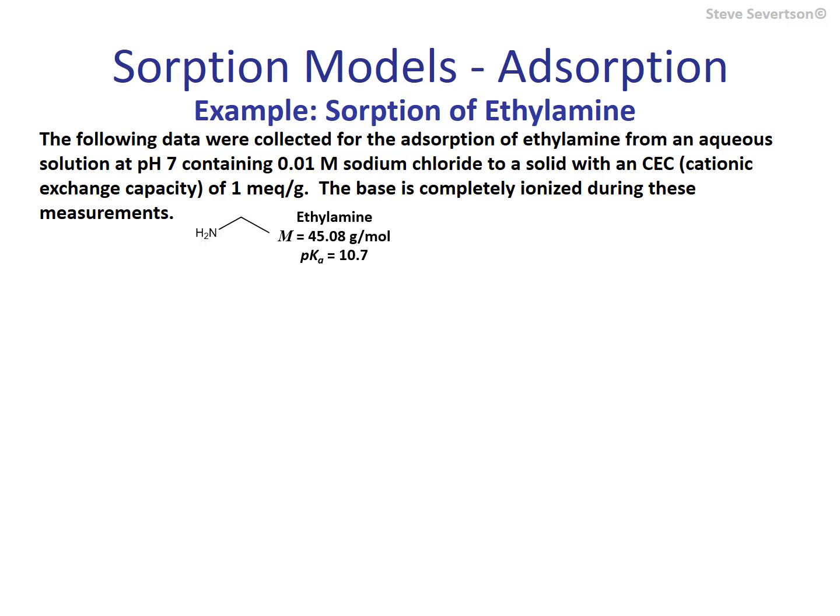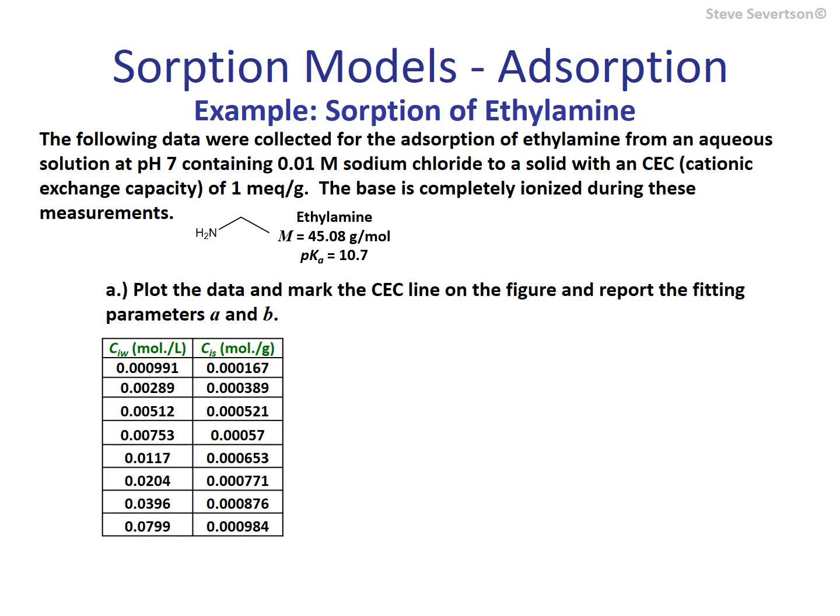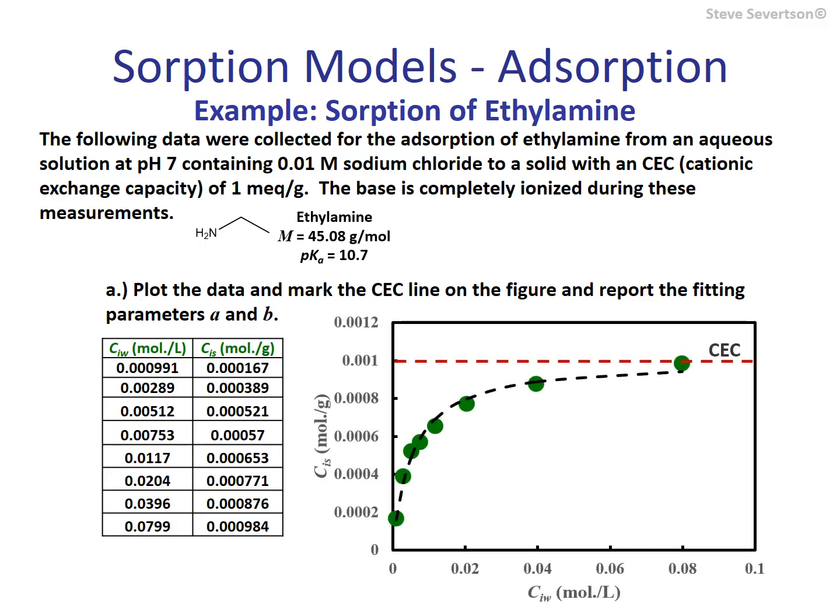Part A of the example asks us to plot and fit the provided isotherm data to obtain the Langmuir fitting constants A and B. It also asks us to mark the cation exchange capacity line on the figure.